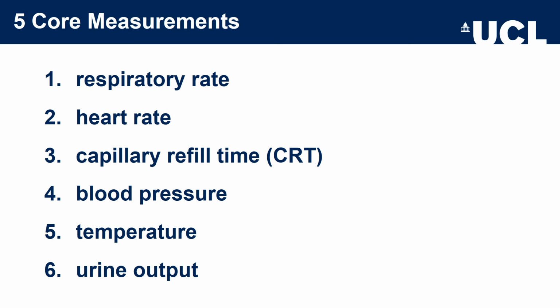So your 5 core measurements in an ABCDE assessment are respiratory rate, heart rate, capillary refill time, blood pressure, temperature, and urine output. Actually, that's 6.